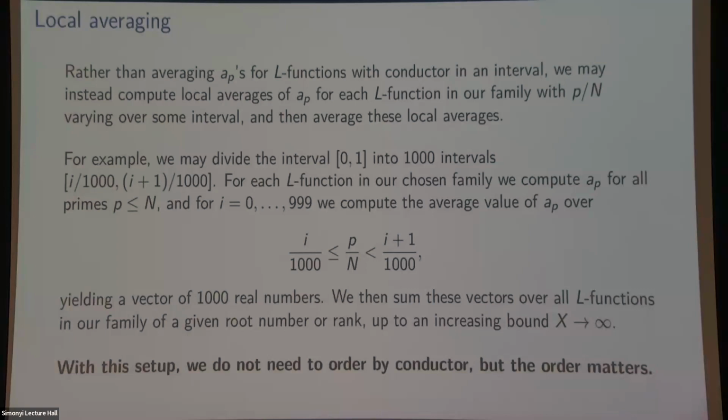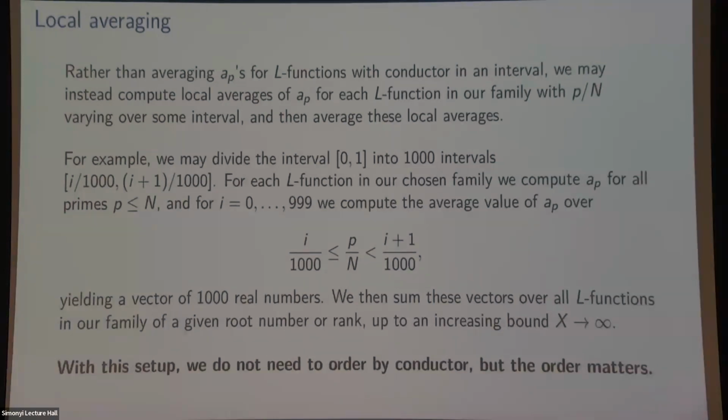For the sake of argument, let's just stick to what we were doing in all of our dyadic interval experiments, where we were taking the ratio p over N up to 1. And so I'm going to divide that interval, and depending on N, that's going to be a different range of p. So for each L function, I'm going to have to compute all the a_p up to the conductor, whatever the conductor is.